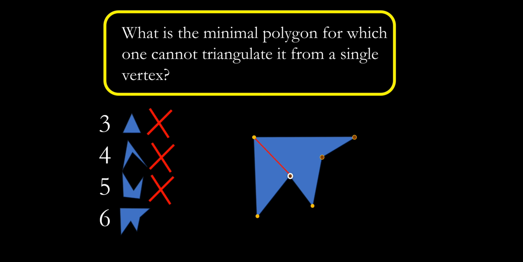Let's pick this one. We can draw a line here and a line there, and that's it. So we get 3 regions. 1, 2, 3. So that works. Good. We cannot triangulate it from that base point.